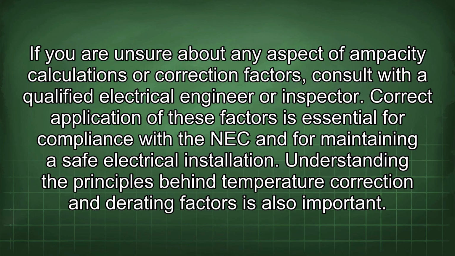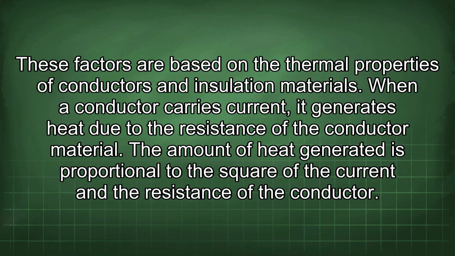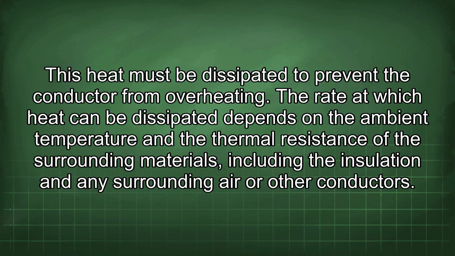Understanding the principles behind temperature correction and derating factors is also important. These factors are based on the thermal properties of conductors and insulation materials. When a conductor carries current, it generates heat due to the resistance of the conductor material. The amount of heat generated is proportional to the square of the current and the resistance of the conductor. This heat must be dissipated to prevent a conductor from overheating.